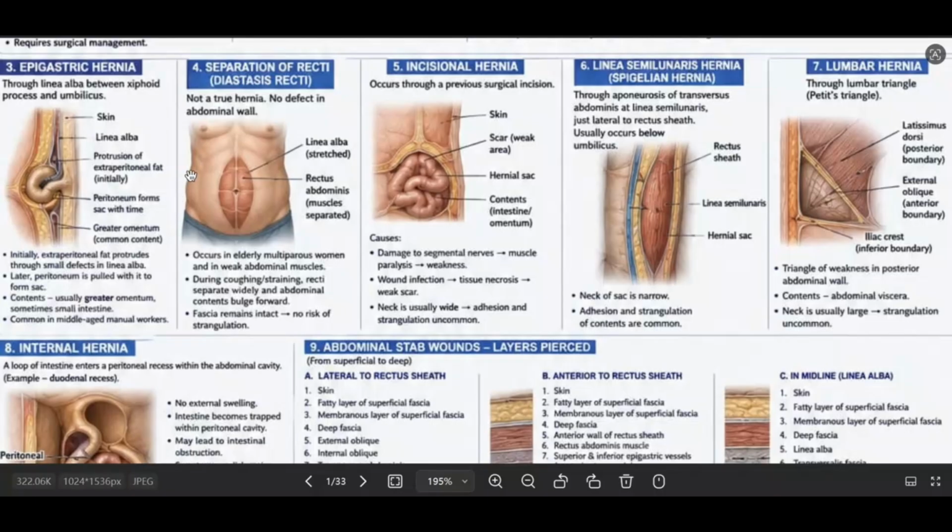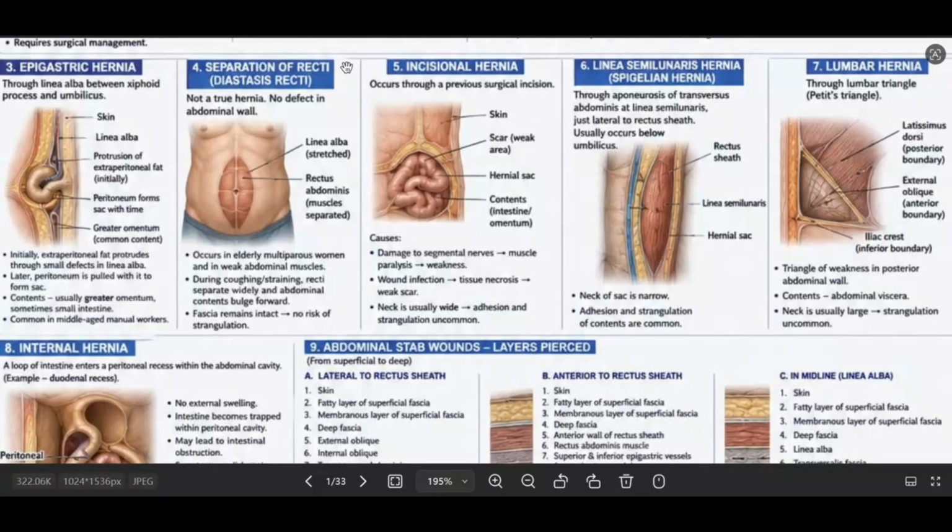Now the next type of abdominal hernia, or you can say the fourth type, is the separation of the recti, and this is called diastasis recti. This is not a true hernia, that's why a hernia is not mentioned here. There is no defect in the abdominal wall during the separation of the recti, or diastasis recti. So what happens?